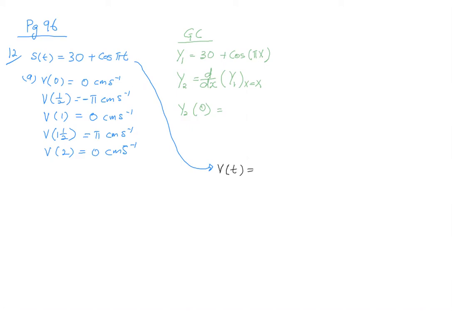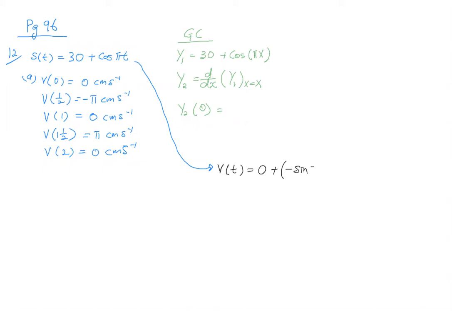So derivative of 30 is 0. Derivative of cos is, okay, Kydrick? Derivative of cos is negative sin.